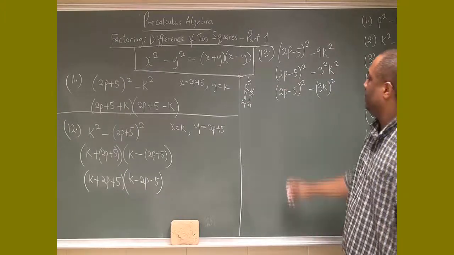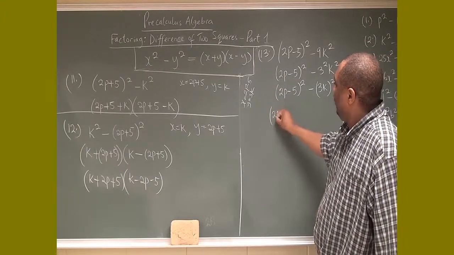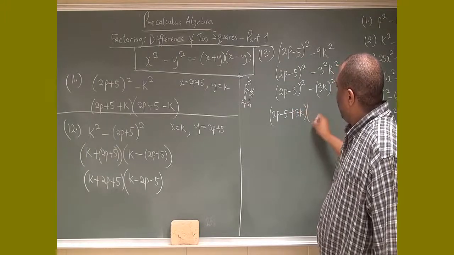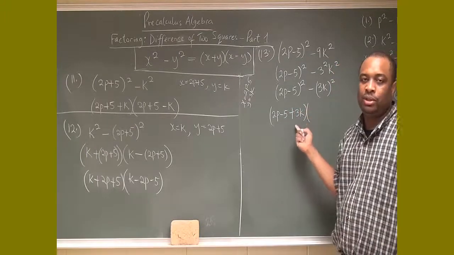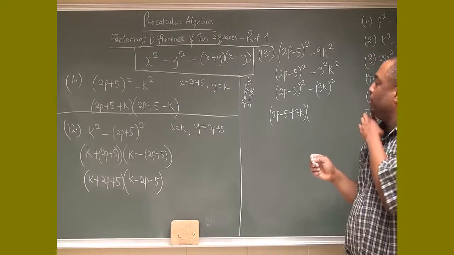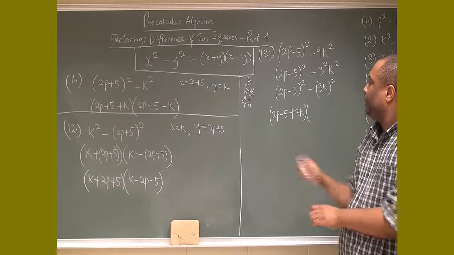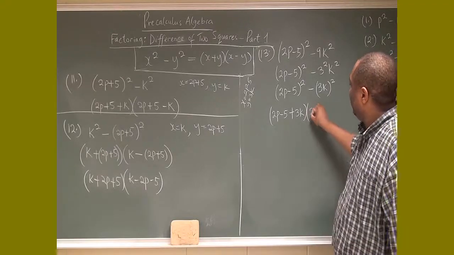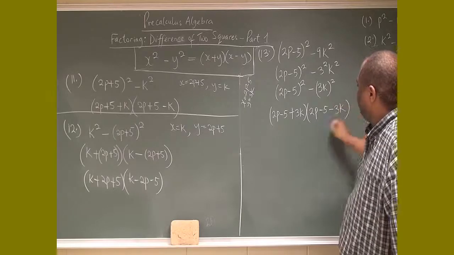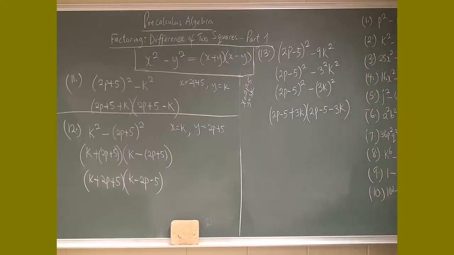Okay? So this will now be 2p minus 5 plus 3k times, this is a single entity as well. So 3k is now a single entity. So you can add it like that. Then 2p minus 5 minus 3k. You can have it this way.